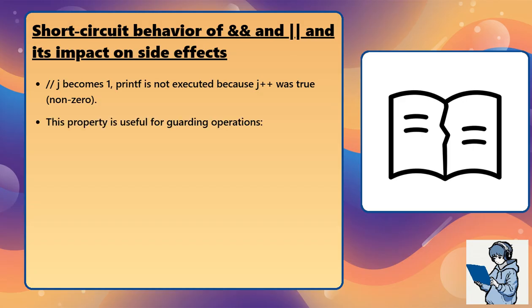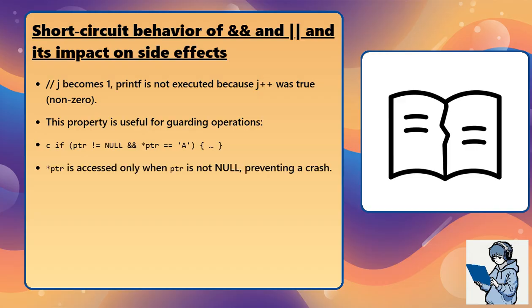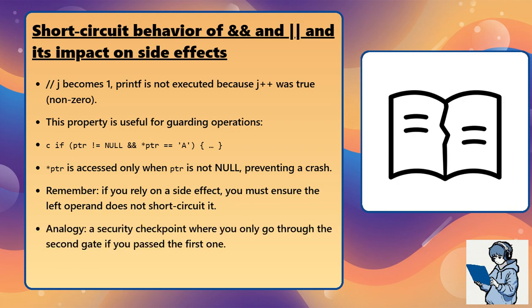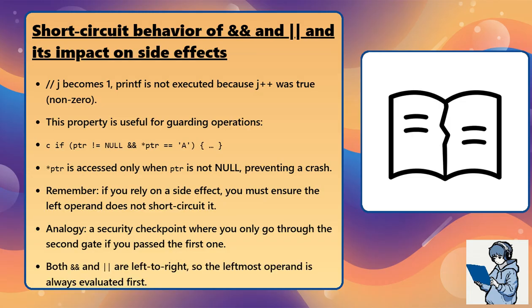This property is useful for guarding operations. if (ptr != NULL && *ptr == a) { ... } The dereferenced ptr is accessed only when ptr is not null, preventing a crash. Remember, if you rely on a side effect, you must ensure the left operand does not short-circuit it. Analogy: a security checkpoint, where you only go through the second gate if you pass the first one. Both and and or are left to right, so the leftmost operand is always evaluated first.